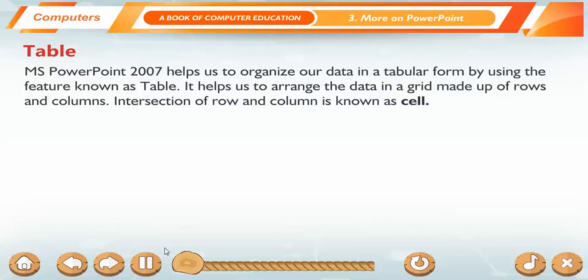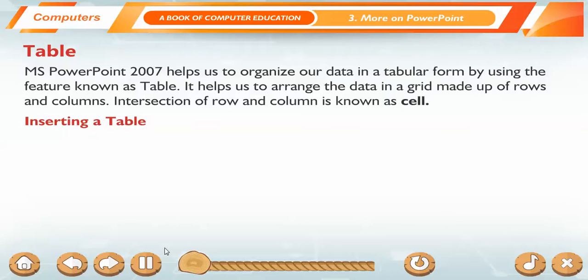Table. MS PowerPoint 2007 helps us to organize our data in a tabular form by using the feature known as table. It helps us to arrange the data in a grid made up of rows and columns. Intersection of rows and column is known as cell.